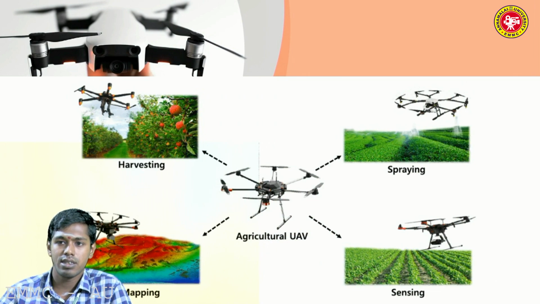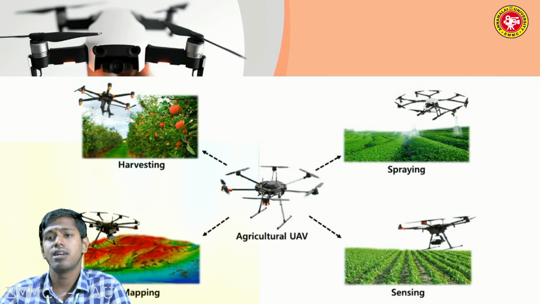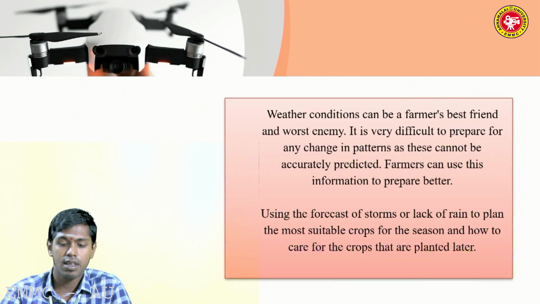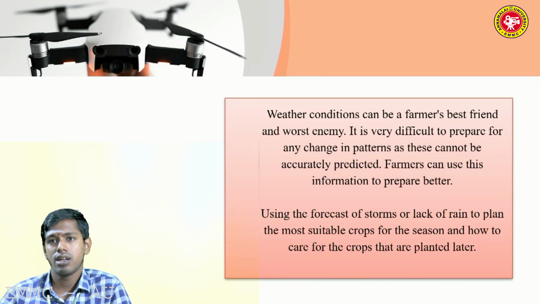And this is a simple symbolic representation of a picture representing the works of a drone. The drones are also used in harvesting, spraying, mapping and sensing. The sensing involves, as I said earlier, detecting the pest and disease affected crops, and nutrient affected crops can also be detected.